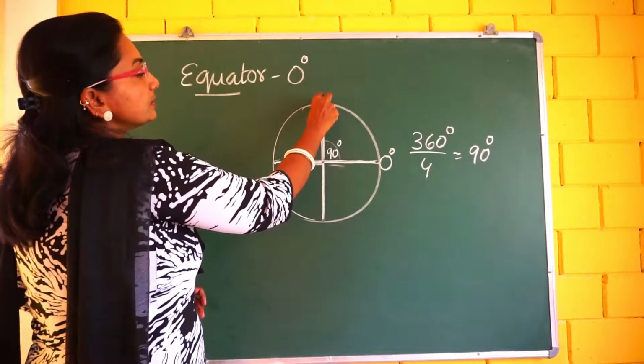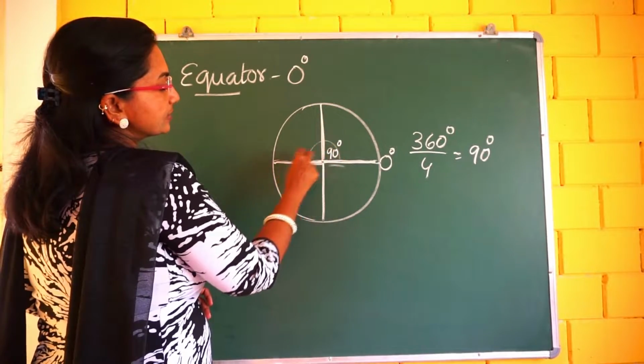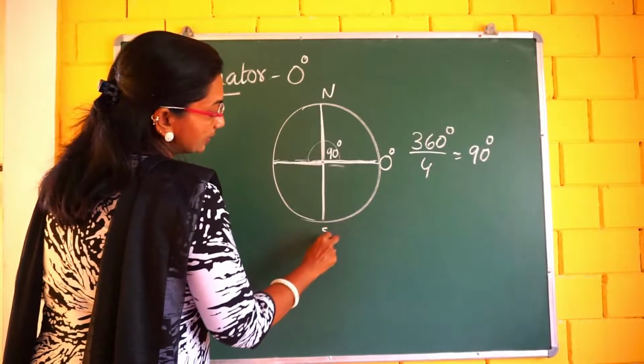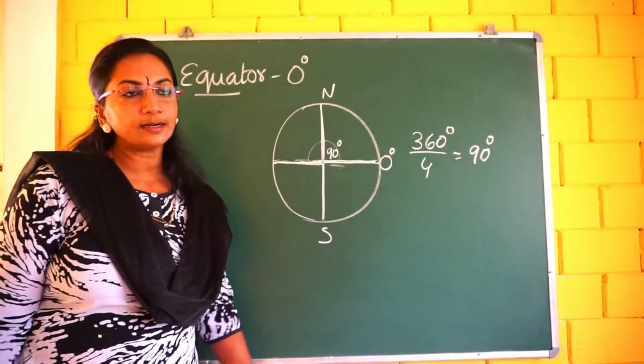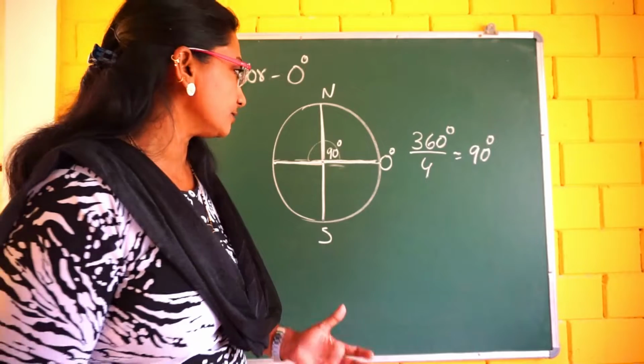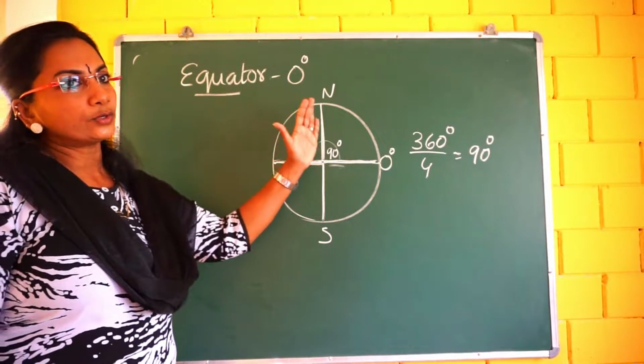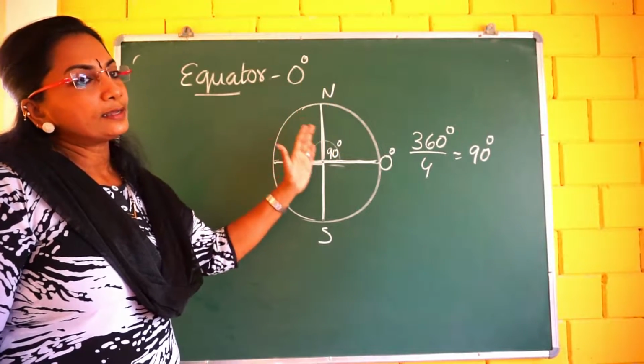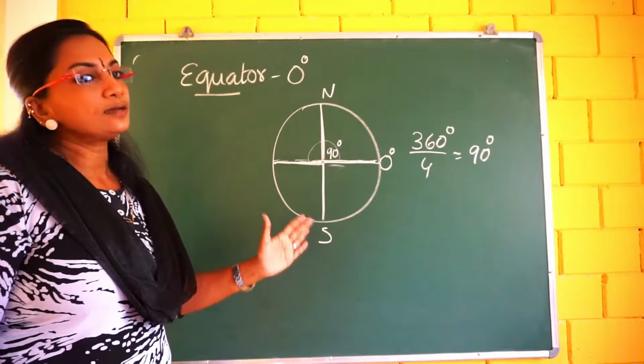So here it is the straight line passing through the center, and here this is the 90 degree north pole, and this is the 90 degree south pole. Okay children, I think you got the measurement, how to take the measurement. Thus 90 degree north latitude marks the north pole, and the 90 degree south latitude marks the south pole.